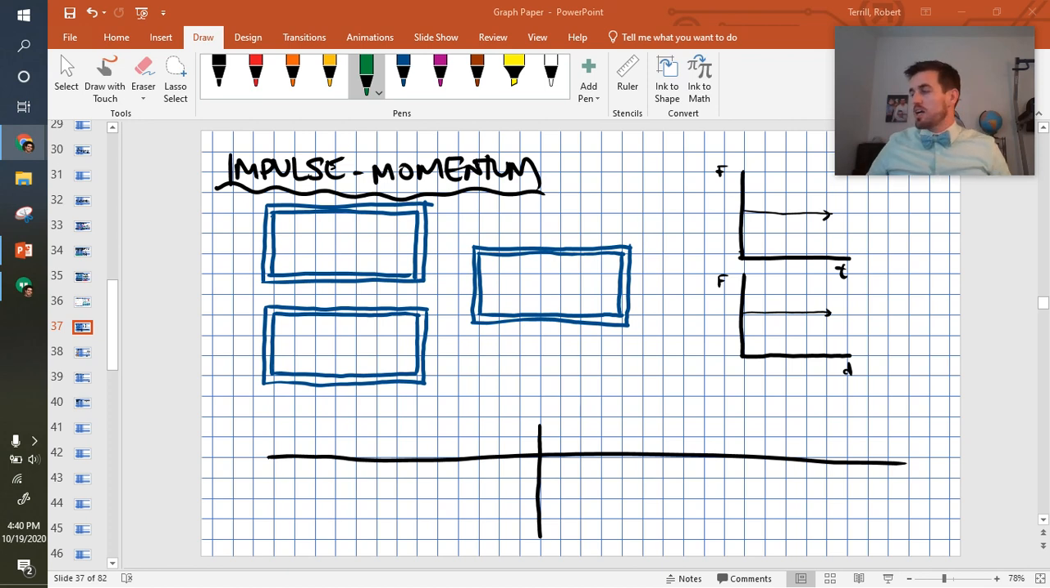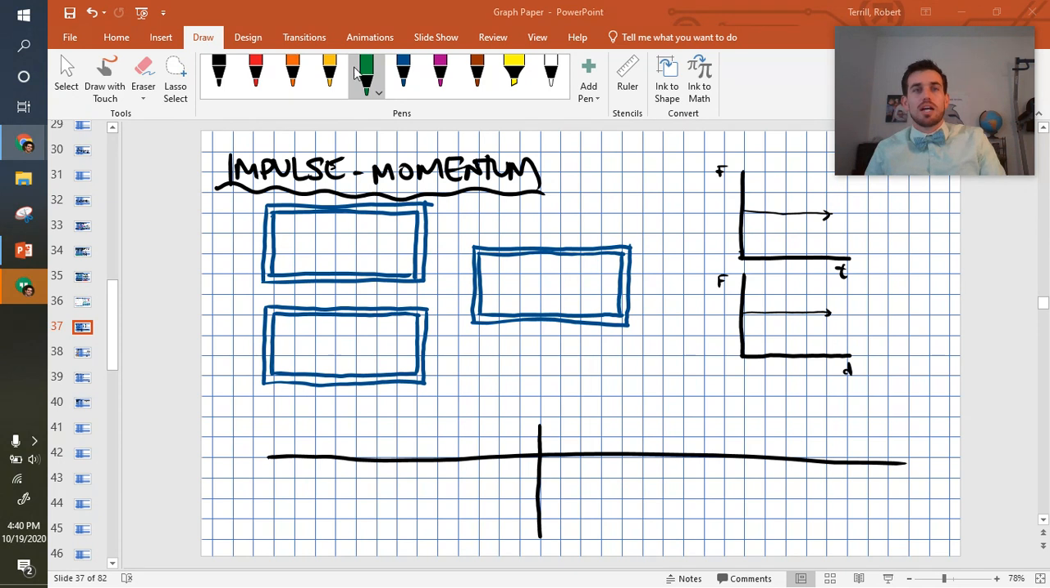All right, let's talk about impulse and momentum. Actually, I should have written here the impulse momentum theorem, because that's what this is called. I'm abbreviating it. I will just be talking about impulse and momentum and not using big fancy words, because I'm not a fancy guy. So let's talk about impulse and momentum.